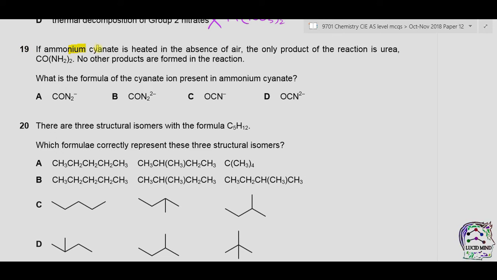Question 19. If ammonium cyanate is heated in the absence of air, the only product of reaction is urea, CONH2. No other products are formed in the reaction. What is the formula of cyanate ion present in ammonium cyanate? We have two compounds, one is CONH2 and second is ammonium cyanate. Now we know the formula of ammonium, but we do not know the formula of cyanate, so we can find it out. Ammonium is +1.